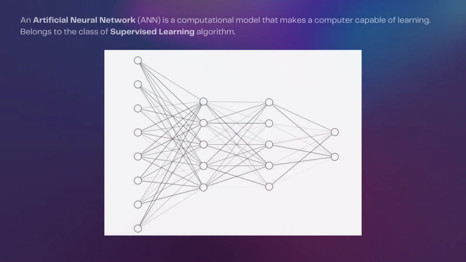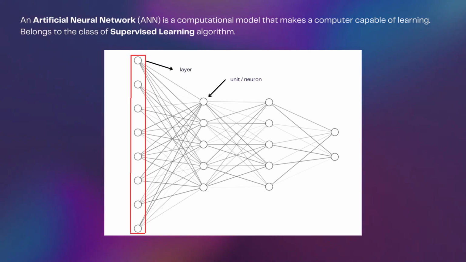Formally, a neural network is a computational model that makes a computer capable of learning. It is composed of units, also called neurons, of course a highly simplified model of a neuron in the human brain, arranged in layers and connected to each other. The output of one unit is the input of the units of the next layer.